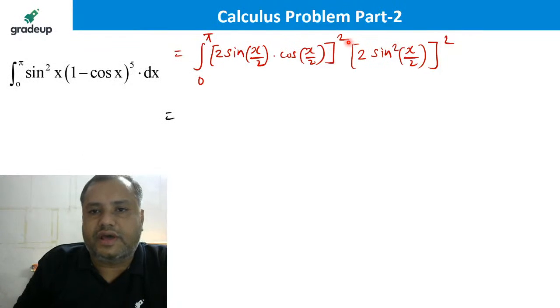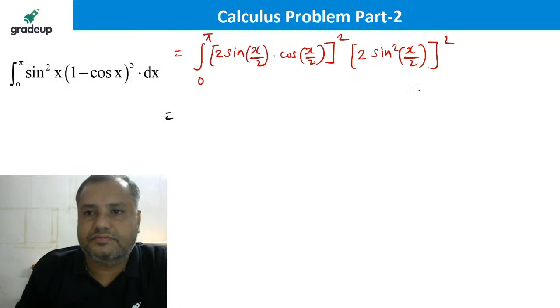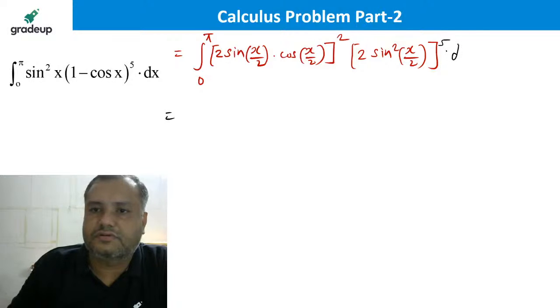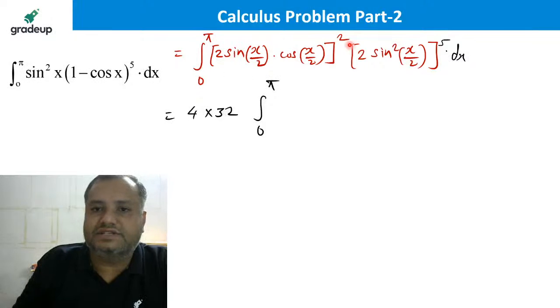So 2 square, and what is this power? Power is 5. Two square and 2 raised to 5, that is 4 into 32 is out. Sin square x by 2 and sin to the power 10 x by 2, that is sin to the power 12. Keep watching, you will enjoy it. Then cos square x by 2.